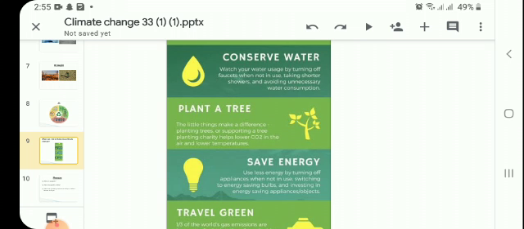Next is save energy. Use less energy by turning off appliances when not in use, switching to energy saving bulbs, and investing in energy saving appliances and objects. Students, you should not leave your TV or other electrical appliances on because they use a lot of energy. Turn them off when you are not using them.